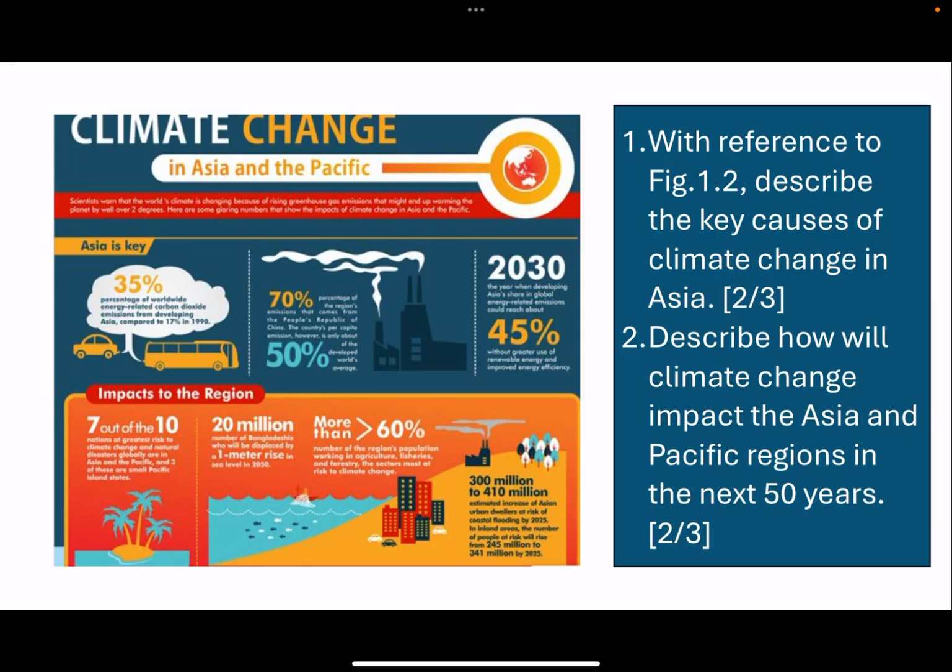So for example, this is something that you may be given, an infographic with a pile of information asking you to describe the key causes. Then when you say with reference, you have to clearly pick up information from the diagram that's given to you. Then maybe a second component can be describing how the climate change impacts the Asia and Pacific regions in the next 50 years. So you look at impacts to the region component here. These are what they expect to happen in the next 50 years, right?